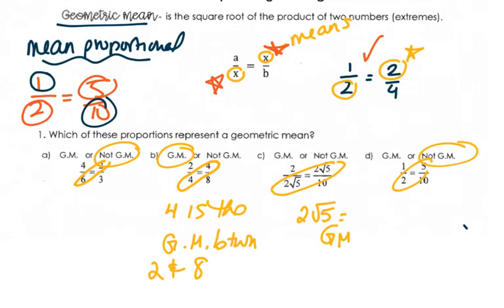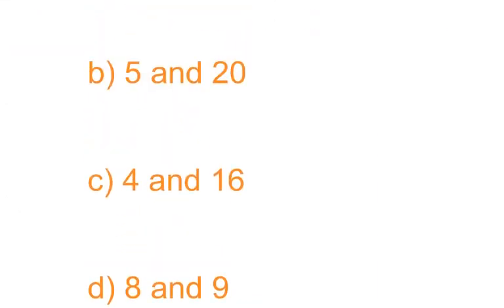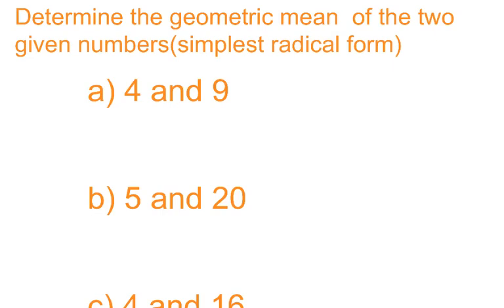So I'm going to show you a couple of examples. The first set of examples, the geometric mean is missing, and in the last example for today, the geometric mean has been given. So let's look at this setup. We have these series of examples, and the directions say to determine the geometric mean of the two given numbers and in simplest radical form. So let's go ahead and set this up.